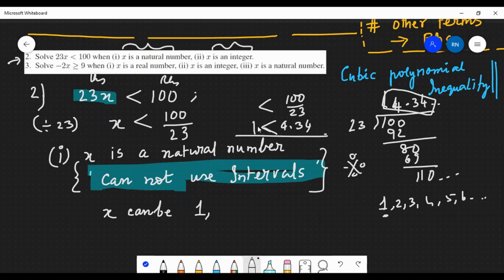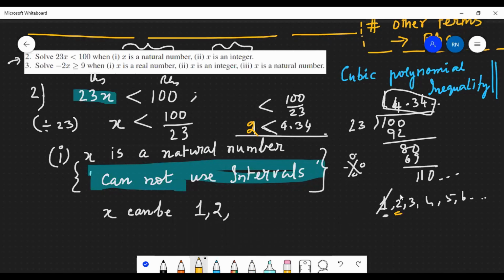Satisfy the inequality. Is 1 less than 4.34, true or not? So you write the answer as 1. Next, go for 2. Substitute 2. Is 2 less than 4.34? True or not? True. So you have to mention 2 also in the answer.